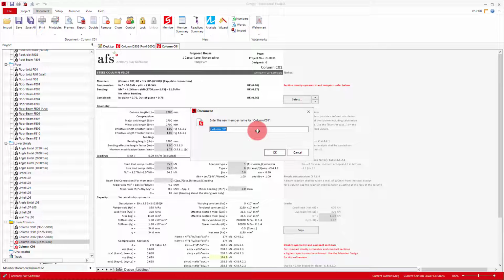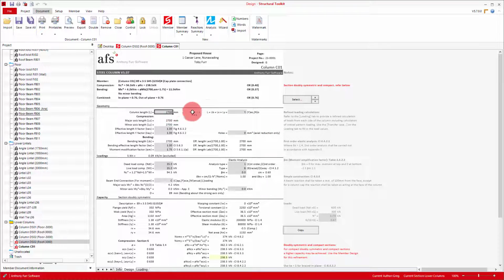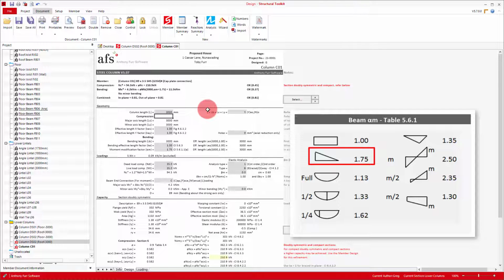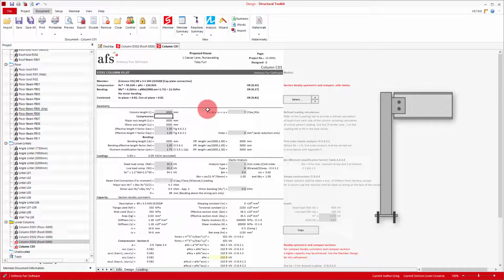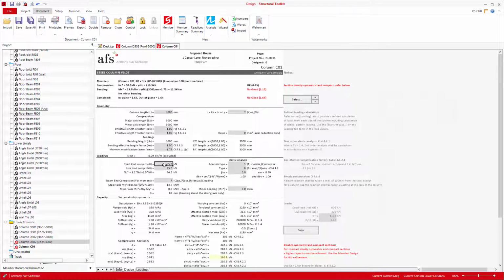We'll call our column C1, input our length of 3 meters. As our columns are going to be framed into stud-work, we'll leave our K factors as 1 and our alpha M as 1.75, which represents the moment distribution we'll have caused by the eccentric point load induced moment at the top of the column. Unless we're designing for a propped beam where the beam will span over the column, we'll want to pick our end connection as face. This will give us a capacity of 21 kilonewtons for dead and live.